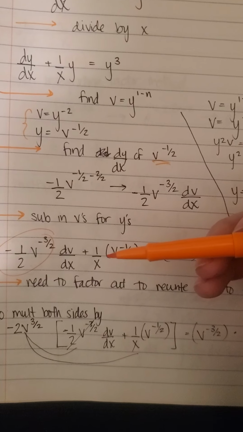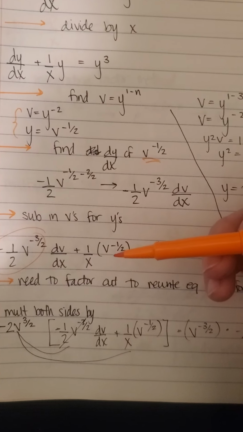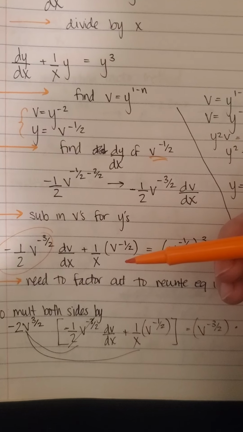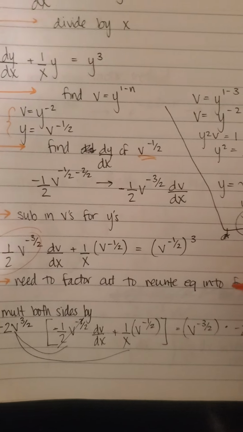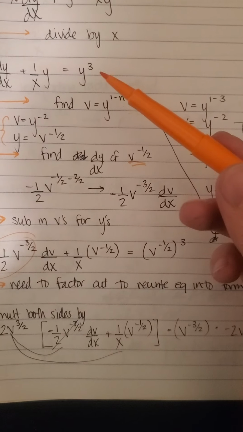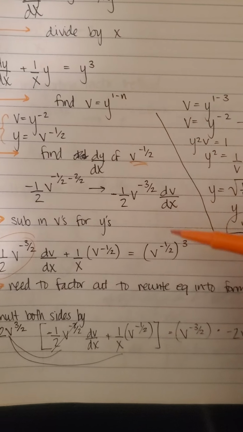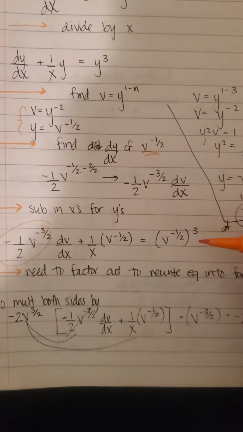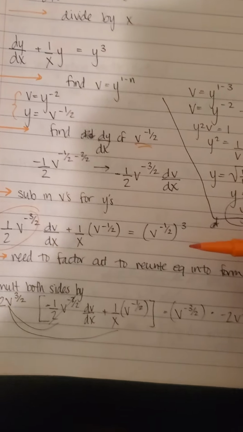The 1 over x is staying because there's no y, but it's being multiplied by what was a y. It's now v to the negative 1 over 2. And then that y to the third, we're just going to replace that as well, making sure to keep that exponent.